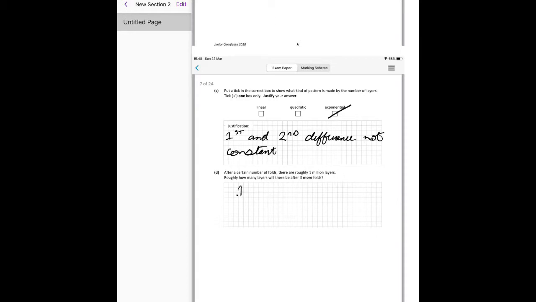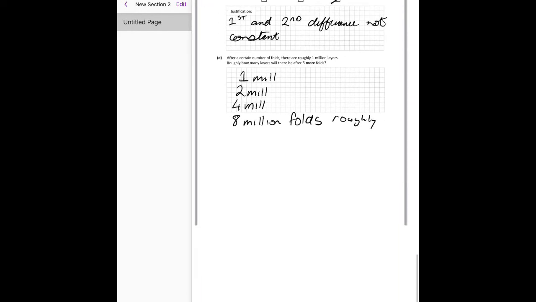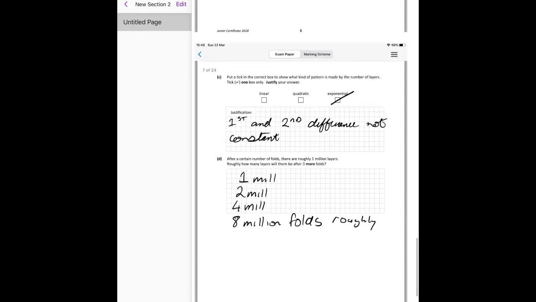So if there's roughly 1 million, well, the next fold will be roughly 2 million. Next one after that will be roughly 4 million. And how many more folds? 3 more folds. So that's 1 more, 2 more, 8 million will be 3 more folds. So, roughly 8 million layers. Doesn't ask you any more accurate than that, so no need to be. And that's our questions from the previous day.